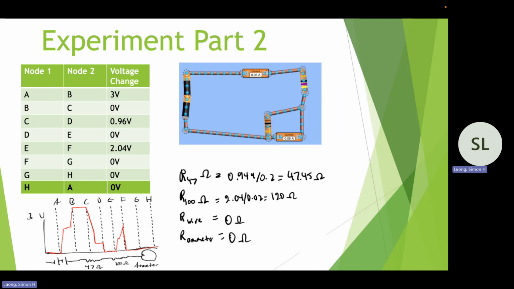So next, I measured the difference in potential in circuits. Here you can see node 1 to node 2, and the different voltage changes between them. And on the bottom, you can also see the graph where I graphed the voltage between the different nodes. And then finally, finding the ohms for each one. I found that for the resistor with 47 ohms, it was 47.45. With the 100, it was approximately 120. And then for the wire and ammeter, it was 0 ohms.